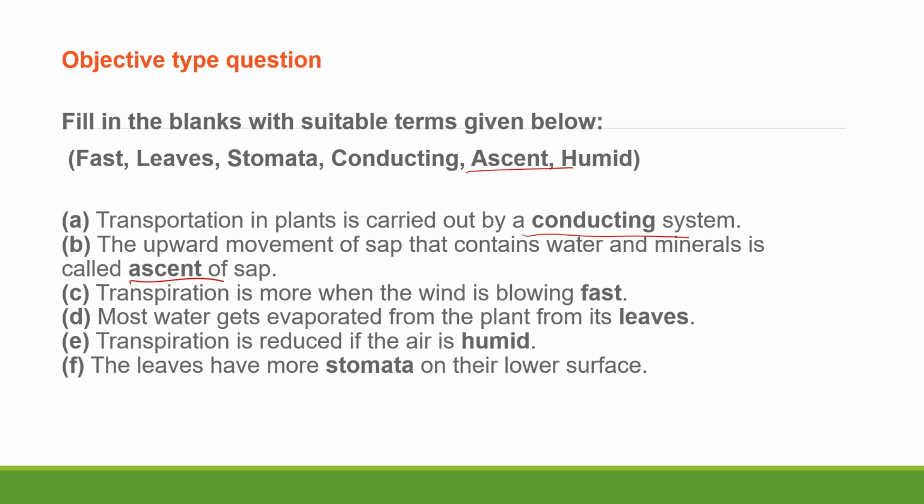The transpiration is more when the wind is blowing fast. So fast is given here. Most water gets evaporated from the plant from its leaves. Transpiration is reduced if the air is humid. The leaves have more stomata on their lower surface. So stomata has been given here.